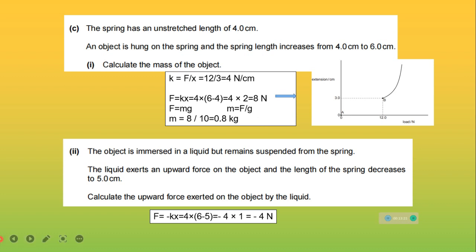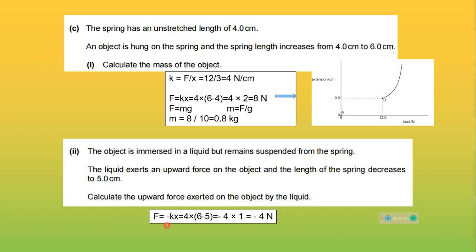It is 0.8 kilogram. In second part, the object is immersed in a liquid but remains suspended from the spring. So the liquid exerts an upward force on the object and the length of the spring decreases to 5 cm. Calculate the upward force exerted on the object by the liquid.